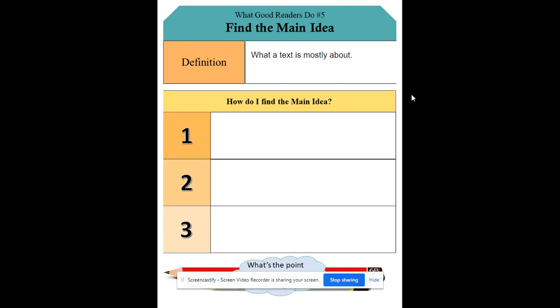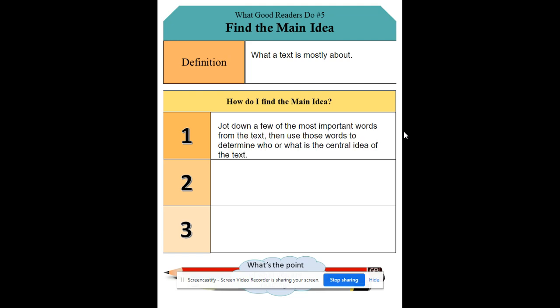Now we want to look for, how do I find the main idea? The first thing I would do is I would jot down a few of the most important words from the text and then use those words to determine who or what is the central idea of the text. So with our story of the tortoise and the hare, I would probably jot down tortoise, hare, race, tortoise wins. Those are the big things that we're dealing with here.